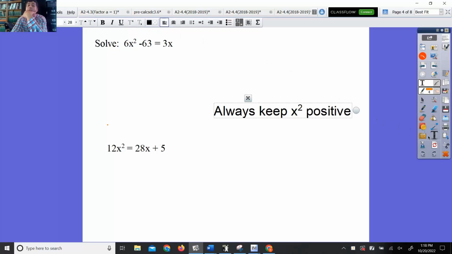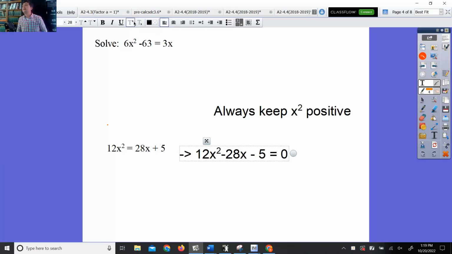So I think we should shift everything to the left. If we shift everything to the left, what do we have? 12x squared minus 28x minus 5. And we've got lots of choices now. How many ways are there to make a 12 when you think about its factors? Three: 1 and 12, 2 and 6, 3 and 4. Pick a pair. 3 and 4. I'm okay with that: 3x, 4x.